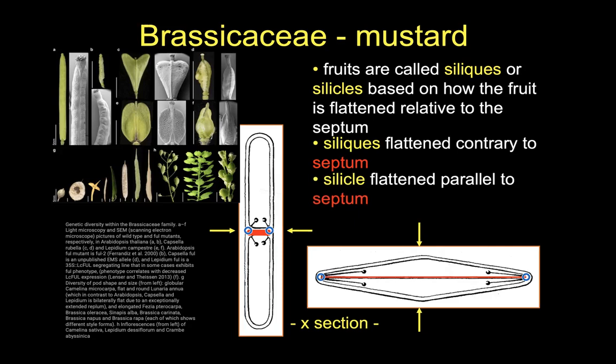Silicles, in contrast, are flattened parallel to the septum. Okay. So that would be like looking at the ones in the very middle of this page of diversity. So you don't have to really understand what's going on with the septum, but be able to quickly identify, is it a silique or a silicle? Those are often very key features in Brassicaceae keying, as well as hair features. I had you guys look at that in the field.